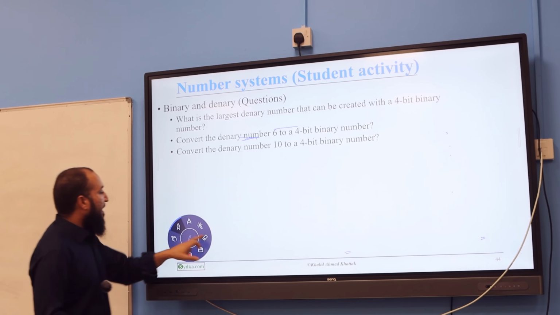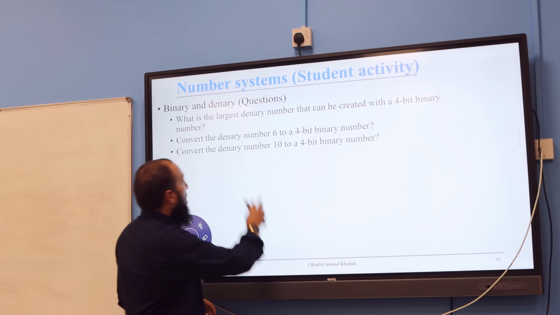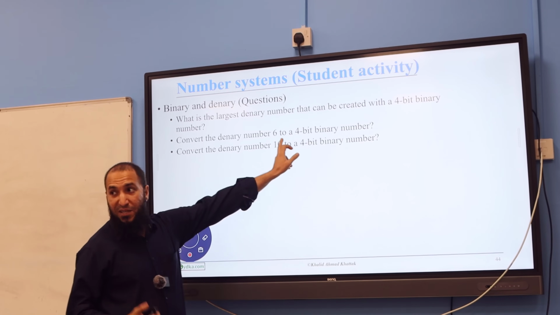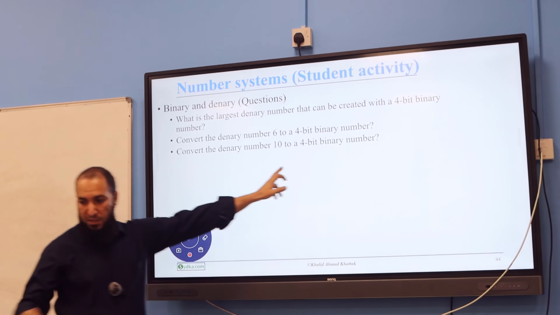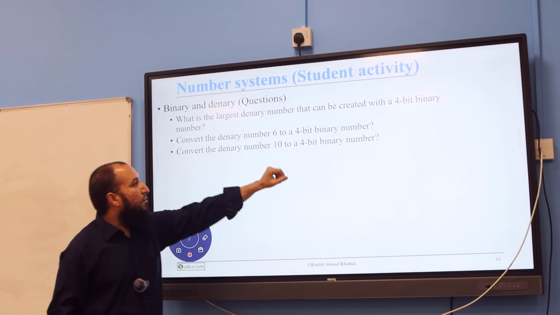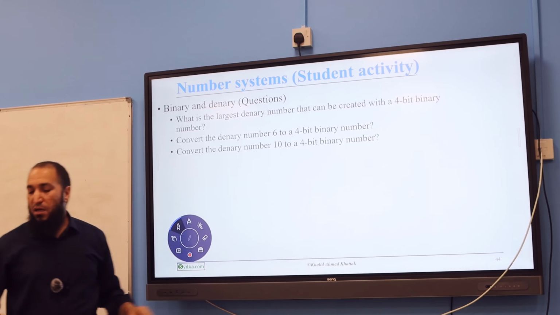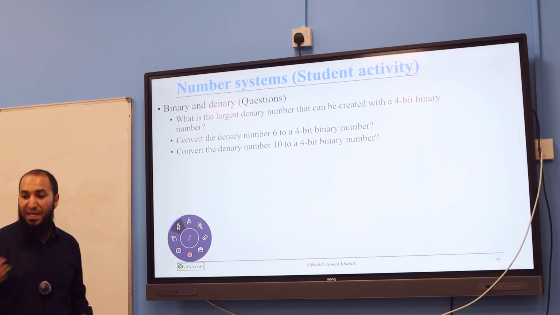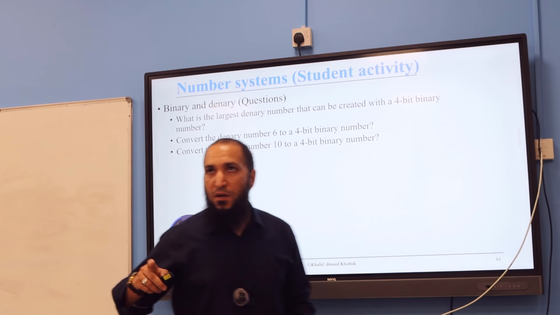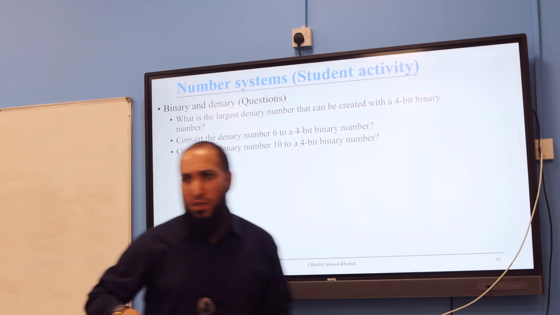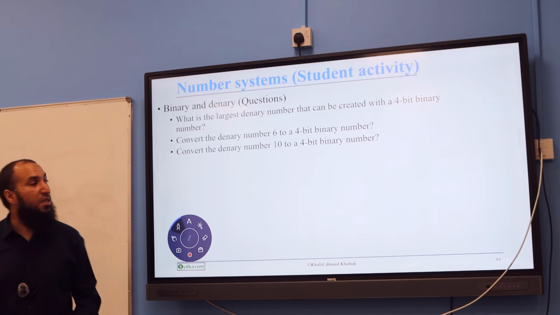The second one we have is conversion: Denary 6 to 4 bits. It is the same procedure we just did. Convert number 10 to 4 bits. So this is your homework. Come back next lesson. This is the second lesson in the week, so come to the next one and we will discuss that.